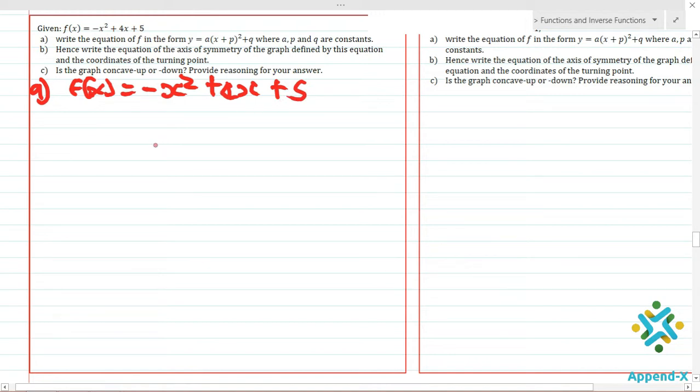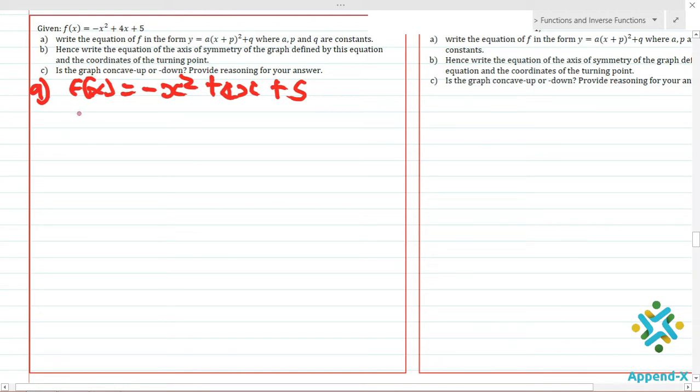Now to turn this equation into its equivalent turning point form of the equation of a quadratic function, we will have to complete the square. Now our method only works when the coefficient of x squared is a positive 1. In this case, the coefficient of x squared is a negative 1. So before we can use our method, we will have to manipulate the given equation by factoring out a negative 1 on the right hand side of the equal sign.